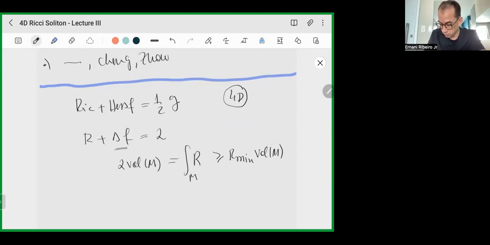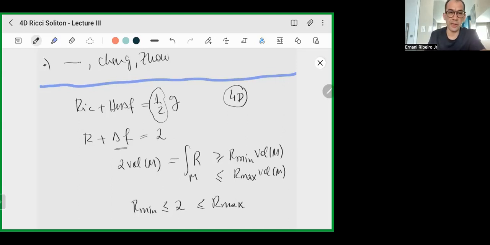So in other words, this implies that the minimum of the scalar curvature is less than or equal to 2. Of course, if there's normalization, we know that we can do that. But if you replace it here by the maximum value of the scalar curvature, we conclude that the maximum must be bigger than or equal to 2. And equality holds in either case only if the scalar curvature is constant, but if the scalar curvature is constant, it becomes trivial.